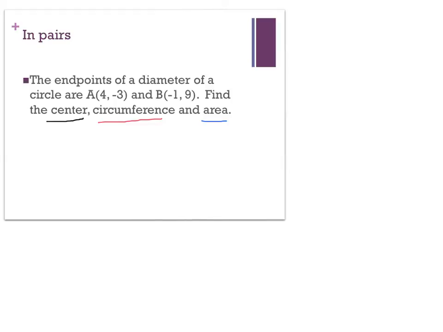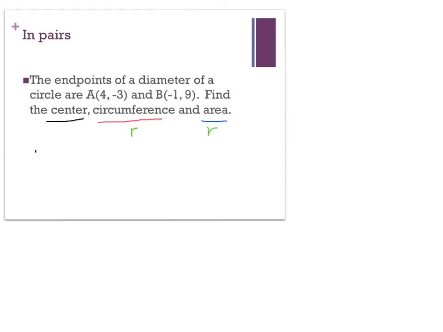In order to find the circumference and the area, I need the radius. Okay, so in order to find the radius, I need to use from the center to the edge, or I need to find the diameter and cut it in half. So I'm going to find the center first and see what I get. And I know I'm going to need midpoint formula and distance formula.